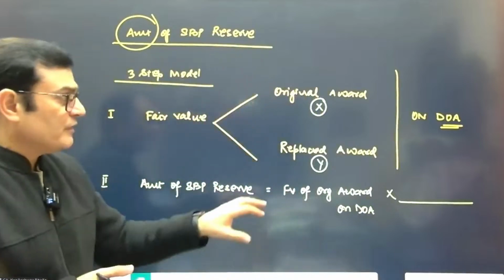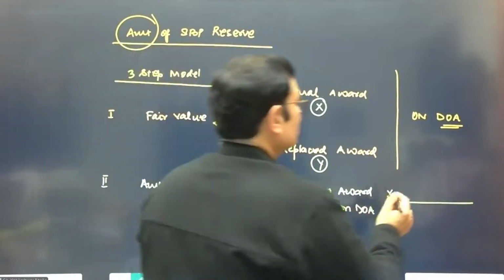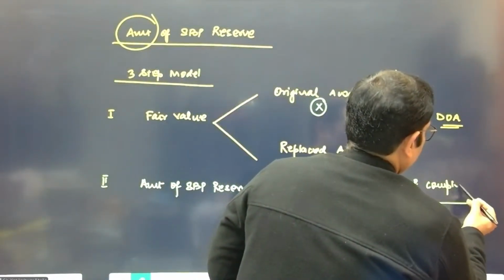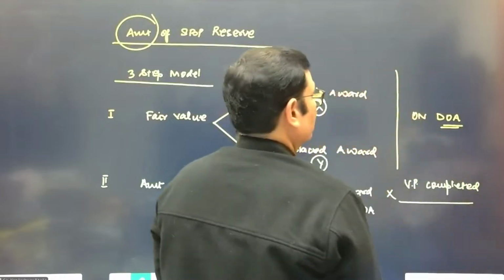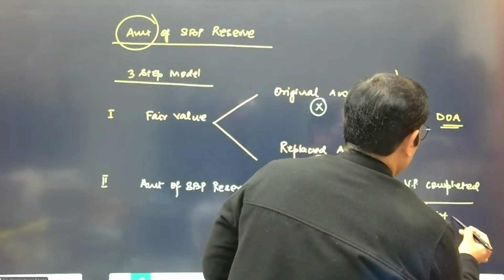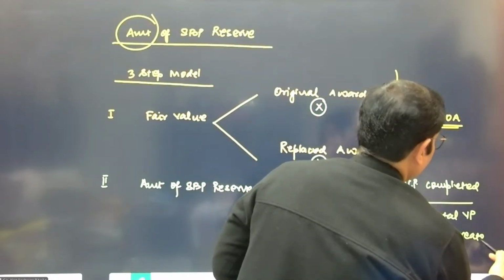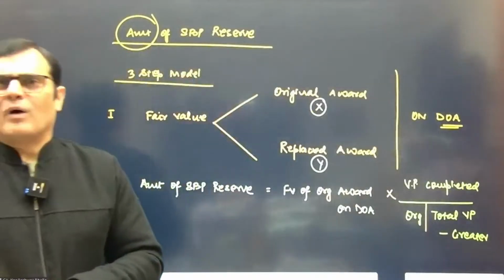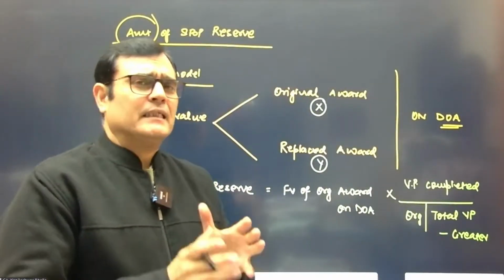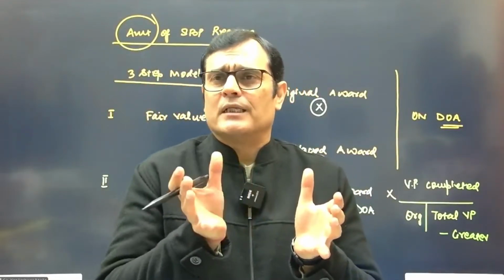So the amount of SBP reserve to be created is not the entire fair value, but it depends upon the vesting period completed. It depends upon the vesting period completed, and the standard says original or total vesting period, whichever is greater. Now you would say, sir, why are you considering original or total? You should simply say that if the original period is 5 years and 3 years is done, 3/5.